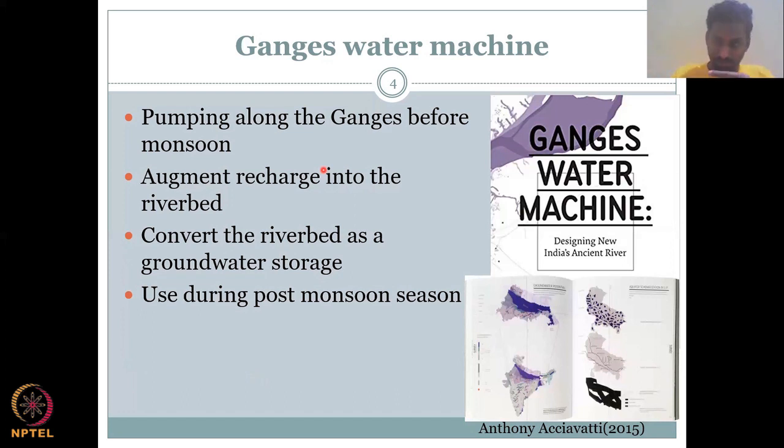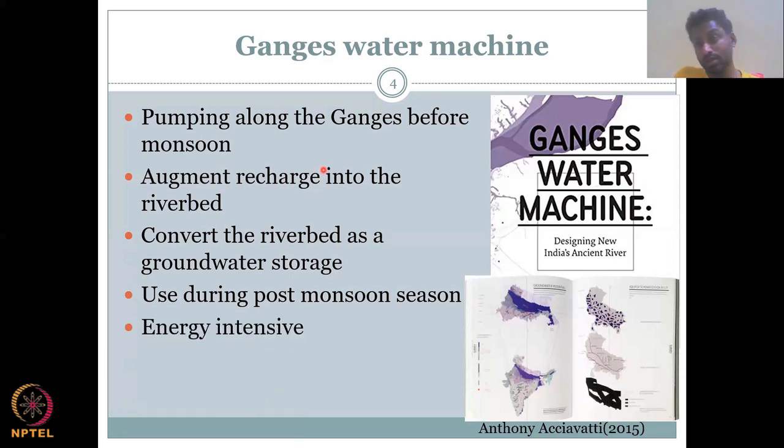So it is a machine. You are converting the Ganges riverbed into a machine where water comes, you recharge it, and then the flood is reduced. But then after the flood season is gone, you take the water and use it for agriculture, keeping the aquifer empty. Then the annual river water comes and goes in. So it keeps continuing like a cycle.